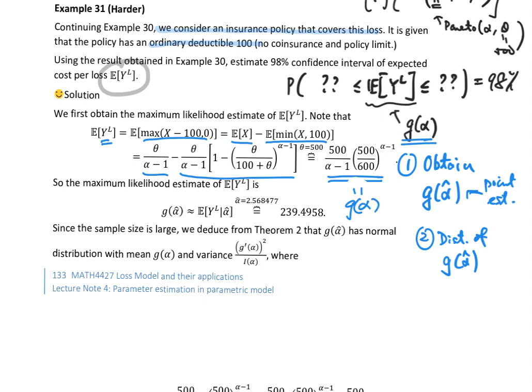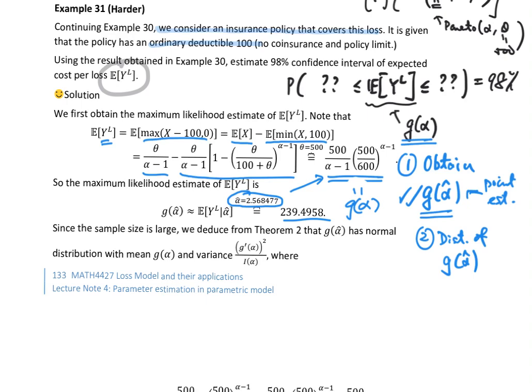Then we finish the first step, and the second step is to obtain G alpha hat. Remember in the earlier example, we found that the MLE of alpha is just equal to 2.56477. Then you just put that into this formula, and you can get G alpha hat successfully, which is equal to 239. Now we finish the first step, so we get the point estimate of G alpha.